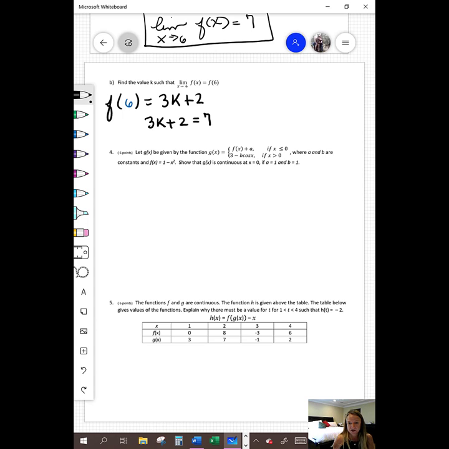Well, let's find k. So isolate k, subtract 2 on both sides. We get 3k equals 5. Divide both sides by 3. We get k is 5/3. So we found the value of k such that the limit as x approaches 6 of f of x is equal to f of 6 when k is 5/3.